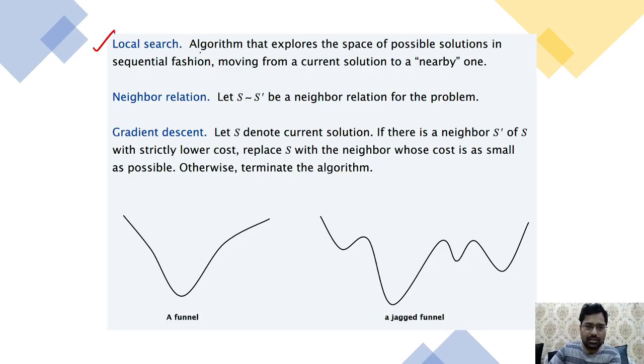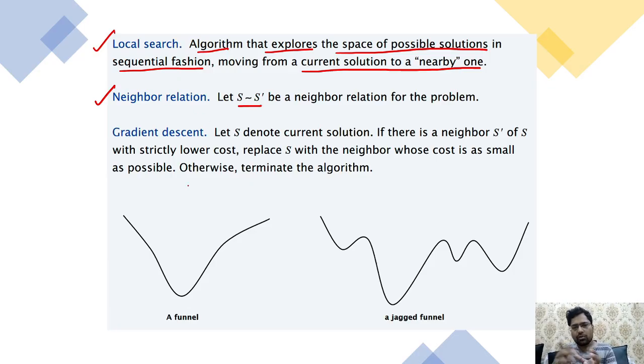So here, local search is an algorithm that explores the space of possible solutions. Means there are many possible solutions in sequential fashion. We can start from one end, we will not skip any step, and we will be reaching the global minimum, moving from the current solution to a nearby one. This nearby one is the neighborhood relation that we are reading. The next line: the neighbor relation S to S dash is a neighbor relation for a problem. What is S dash, what is S, we are going to discuss.